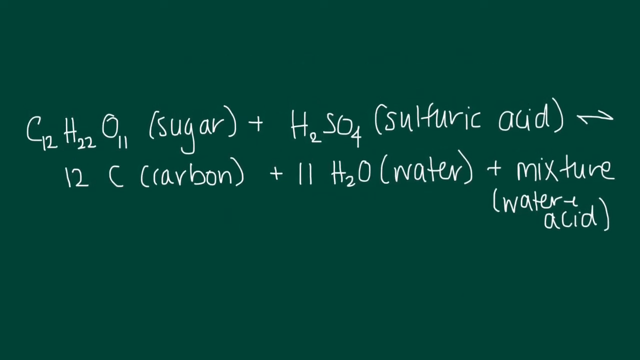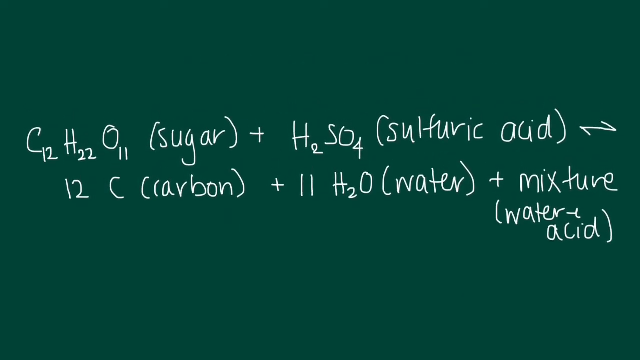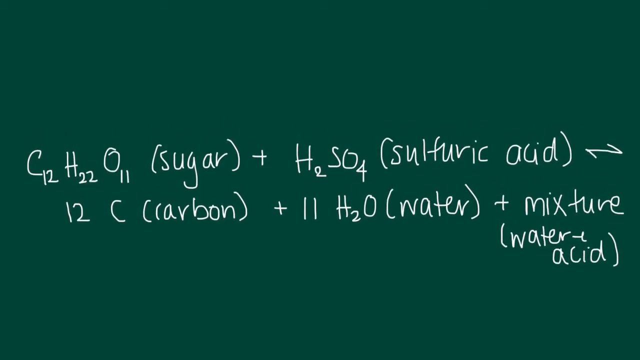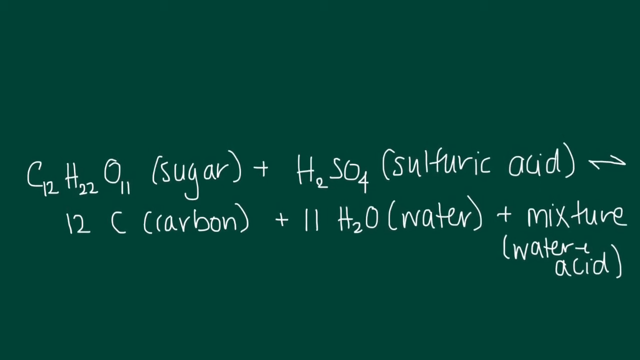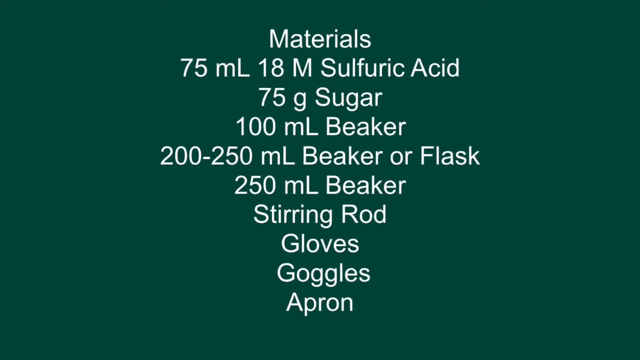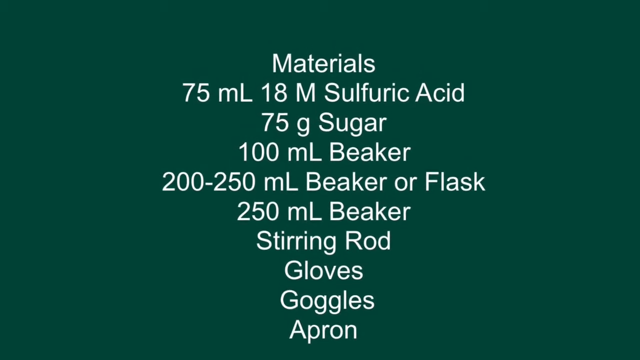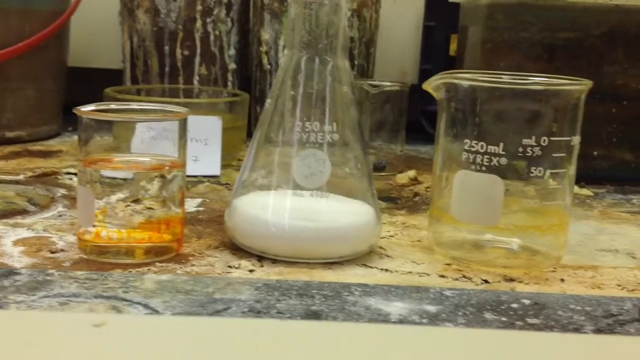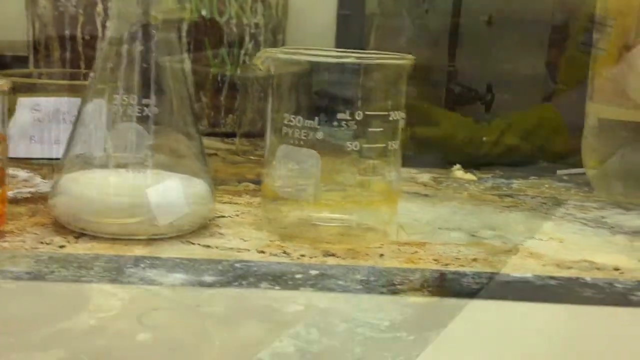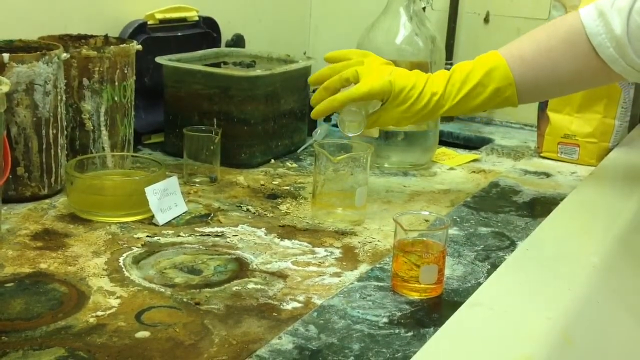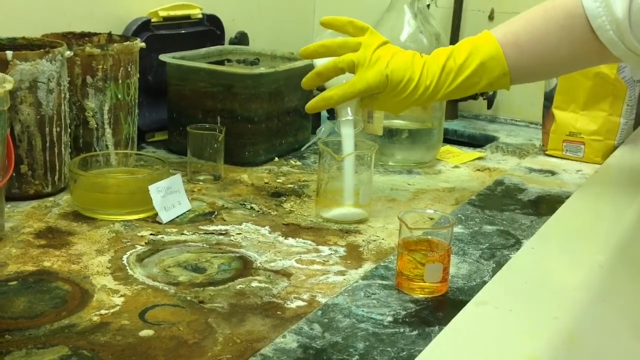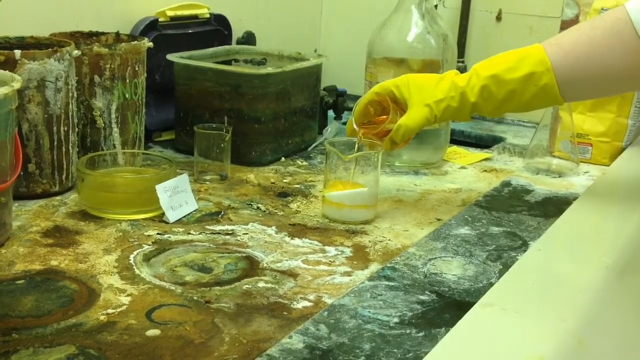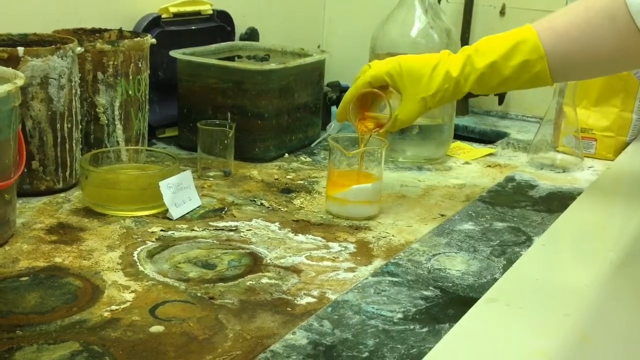In this carbon snake demonstration, we will be combining sugar and sulfuric acid to produce carbon, water, and a mixture of water and acid. Here is our sulfuric acid, sugar, and a beaker to combine them in. After adding the sugar, we will carefully add the concentrated sulfuric acid.